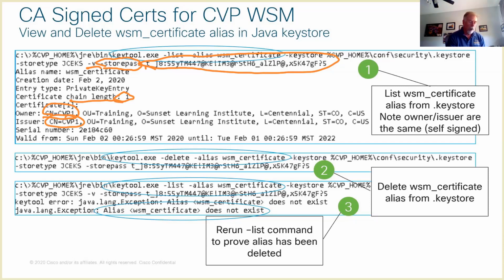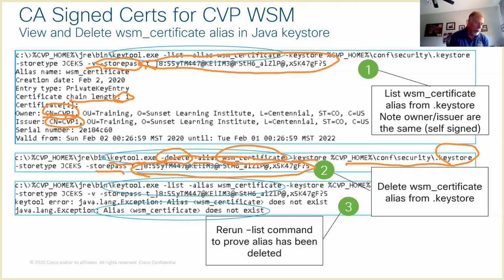So we go, okay, well, that's cool, but what I really need to do is delete that thing. So step 2 down here, using that keytool command to use a delete command, trying to delete the alias named WSM certificate from the key store of that location and that file name. And by the way, here's the doggone password for that key store. So it comes back and it tells you nothing.